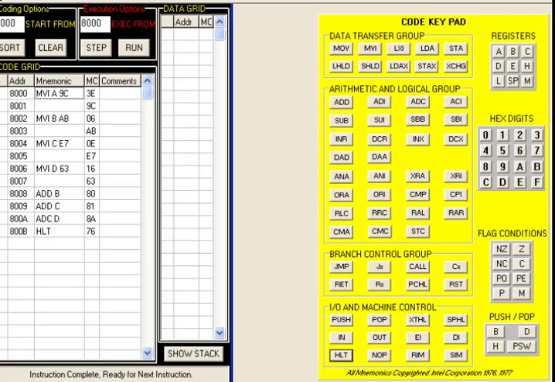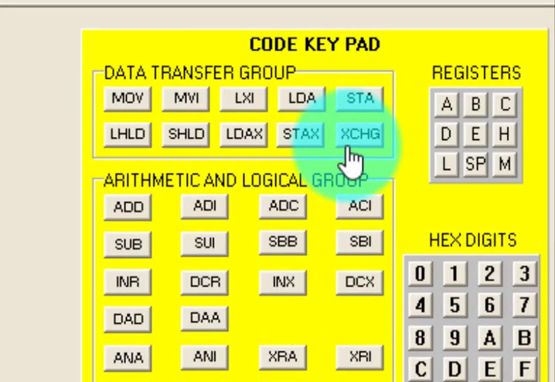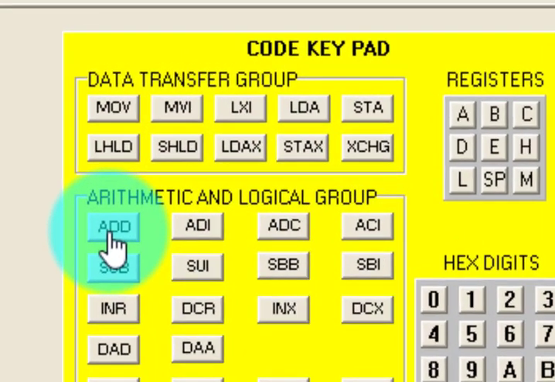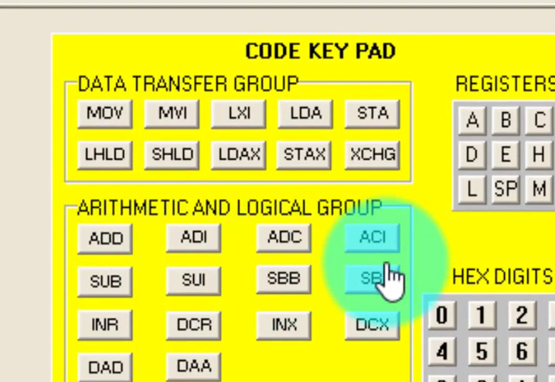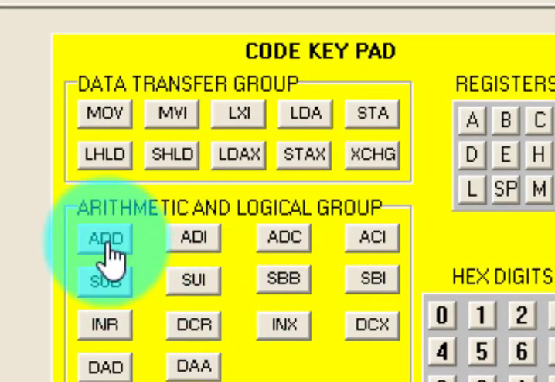In the last session we saw the data transfer group instructions from MOV to XCHG. Now in this session we will see the arithmetic instructions from ADD, ADI, ADC, ACI up to DAA. So these are about 14 instructions, from ADD to DAA. Now we'll study them.